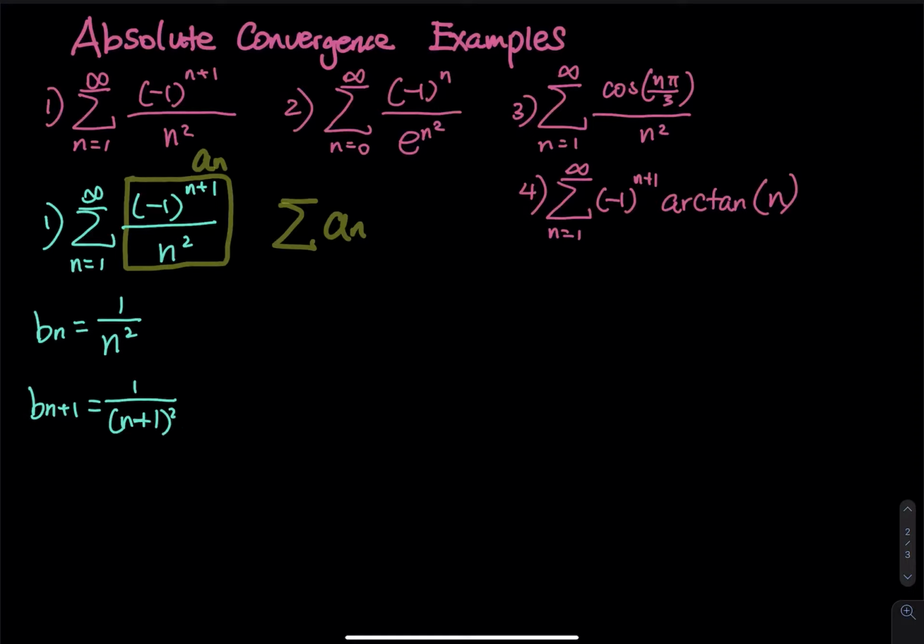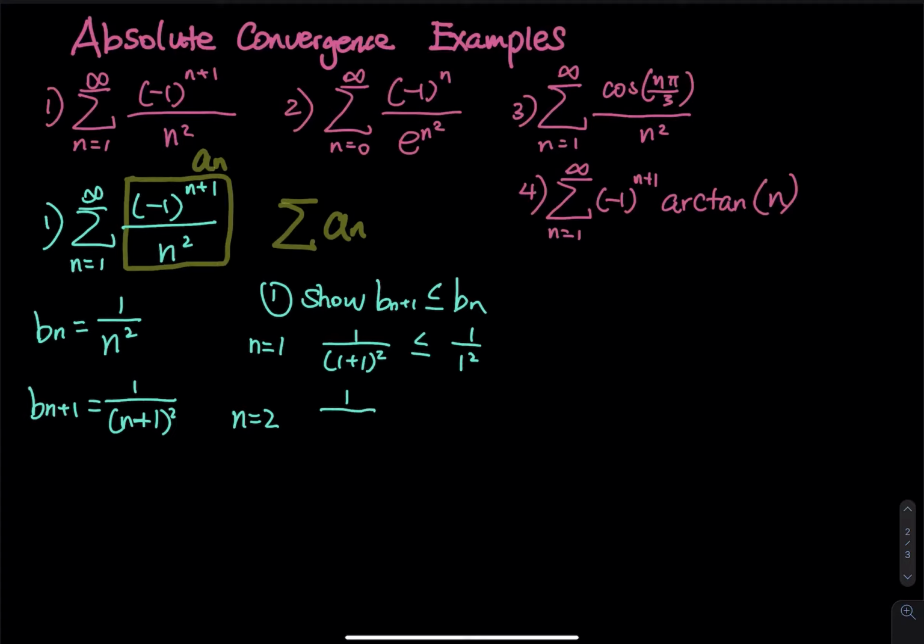So first, when you perform the alternating series test, the first thing that you have to show is that Bn plus 1 is less than or equal to Bn. This is easy. So when n is equal to 1, we have 1 divided by 1 plus 1 squared, which is 2 squared, and this is 1 squared. So 1 divided by 4 is less than 1. And then let's do one more. Usually testing n equals 1 is enough, but I would like to test one more. So when n is equal to 2, 2 plus 1 is 3, 3 squared is 9, so 1 divided by 9 is less than or equal to 1 divided by 4.